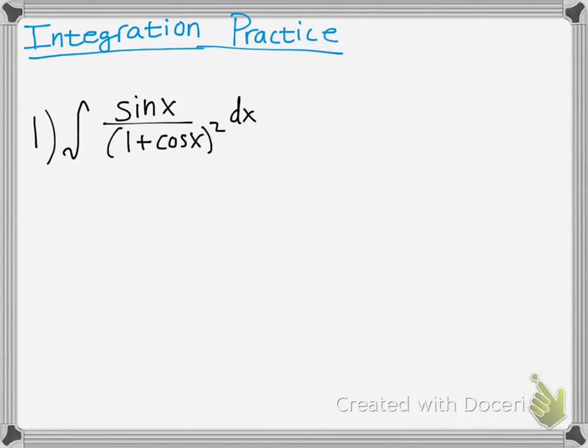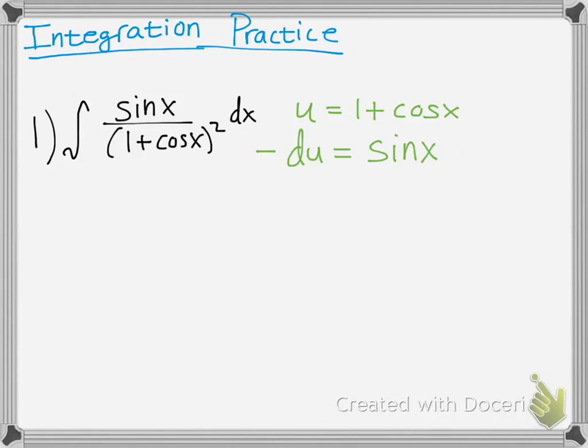Here you're definitely going to have to do u-substitution. So we're going to define u as 1 plus cosine x. And that means du, the derivative of u, would be negative sine of x. But let's bring the negative over, so there'd be negative du equals sine of x.